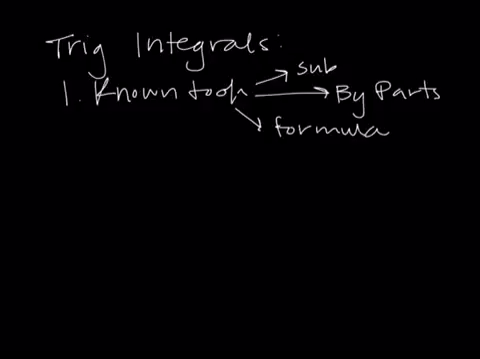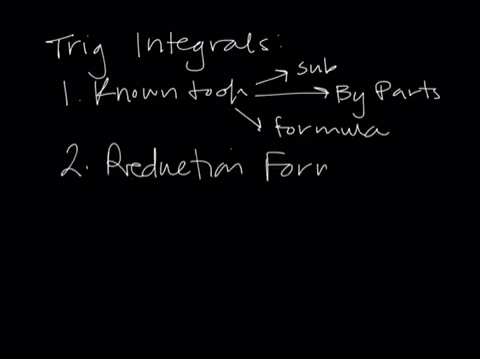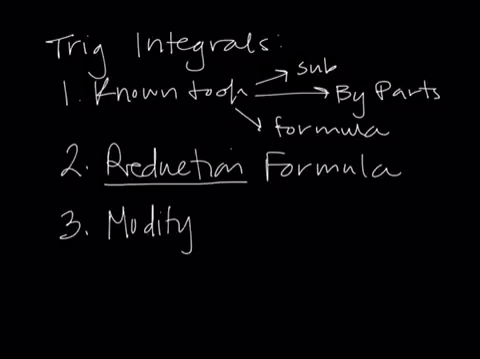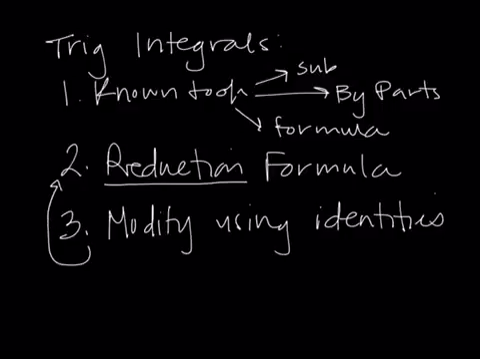Not necessarily the reduction formula, because the second option you might have is the reduction formula. So the reduction formula is the second option you have. And we don't have very many reduction formulas in our tool belt yet, but we will by the end of the day have another one. So that reduction formula is another option. And then the third option that you have is to modify using identities. And then from there, do 2 or 1 after you do 3.